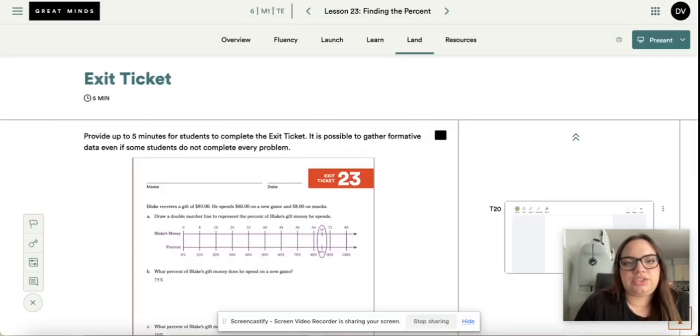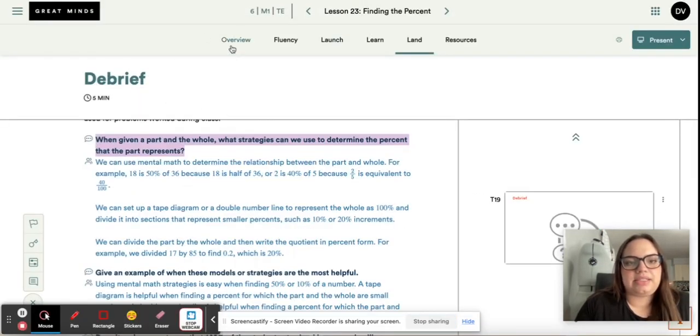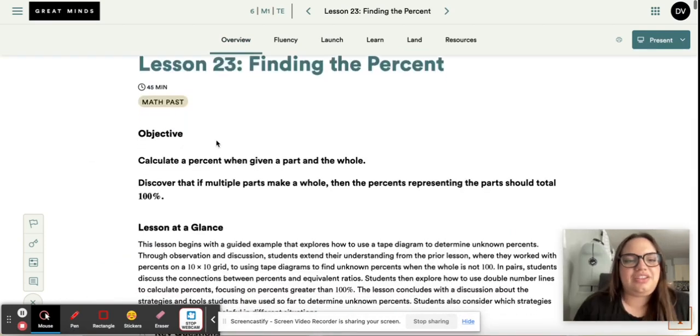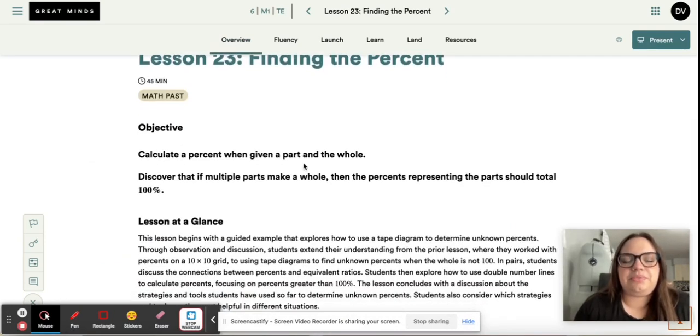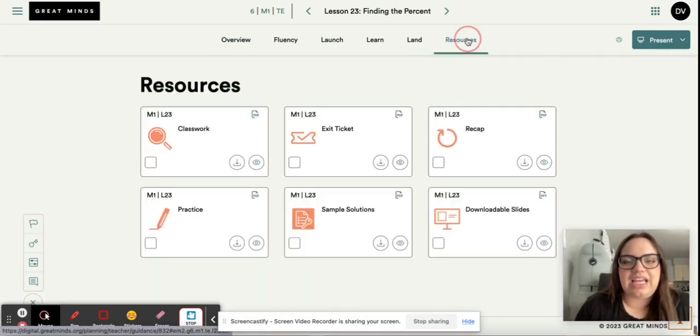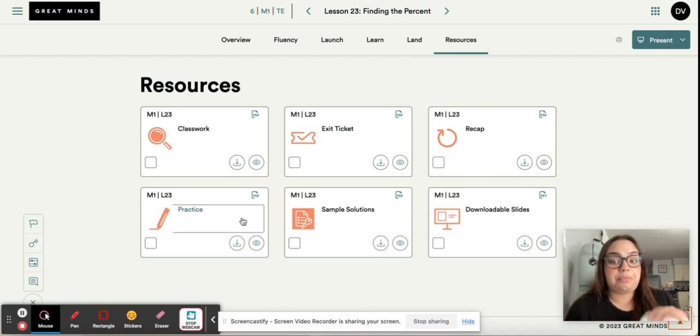So the first thing I do is, when I go to Great Minds, the overview, I should be able to see the objective here. I read the objective, and then immediately I go to classwork, practice, and exit ticket. I download all three of these and I print them out.